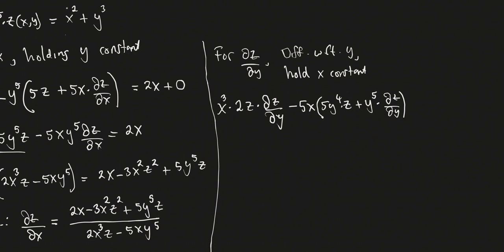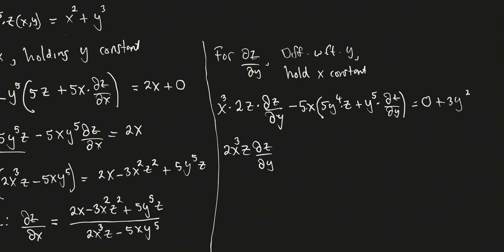So this term now becomes 0 because we're treating x as a constant. So its derivative is 0. And then differentiating our y cubed with respect to y gives me 3y squared. Then we do the same thing. We're going to isolate and group. So let's just say this. So 2x cubed z dz dy.